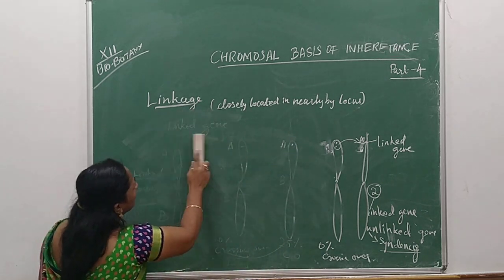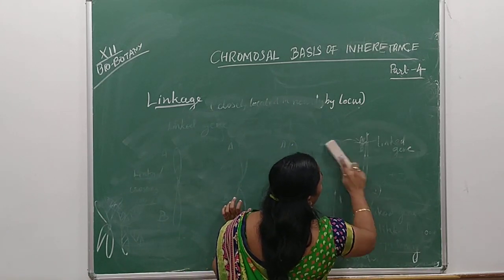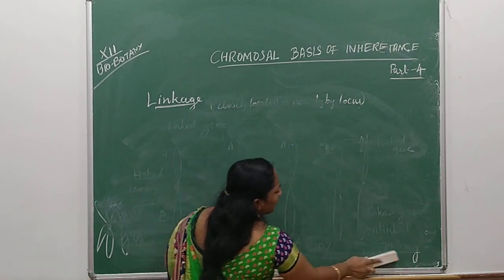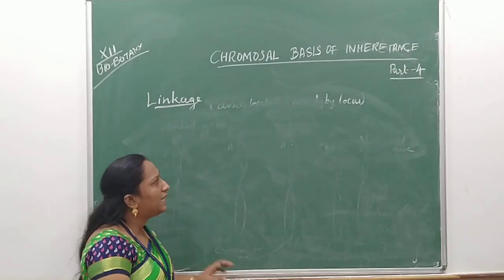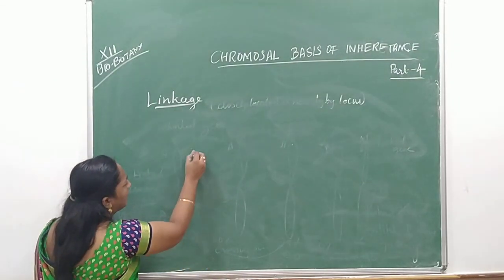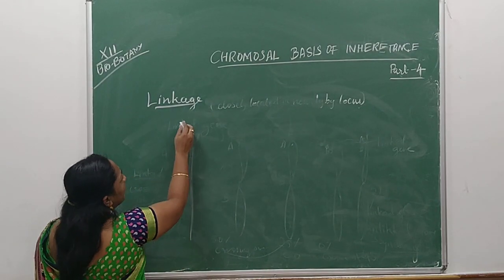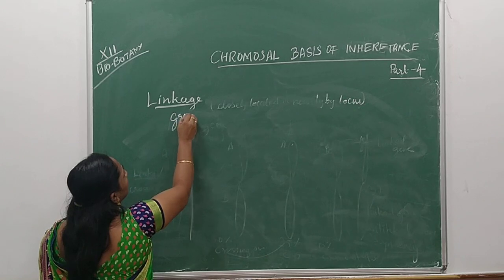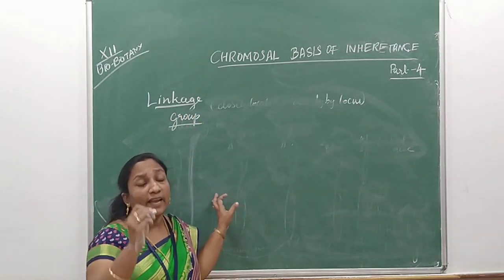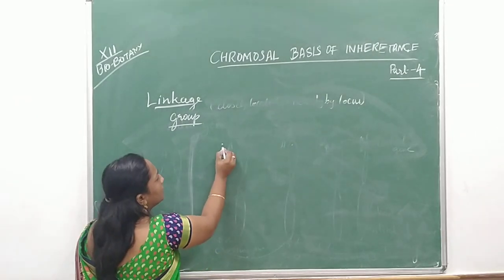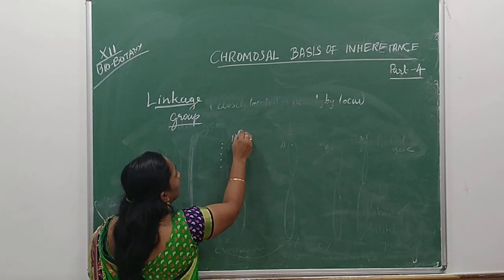Next we are going to learn about linkage group. Mostly, linkage groups are located in a linear arrangement. What is linear arrangement? 1, 2, 3 in this order, one after the other. So what is meant by linkage group? If the linked genes are arranged in a linear manner.